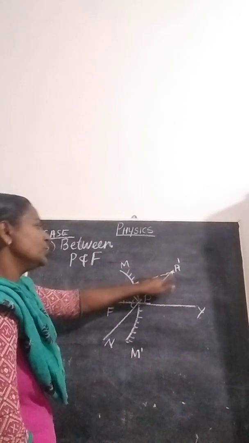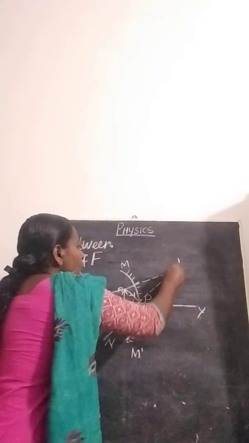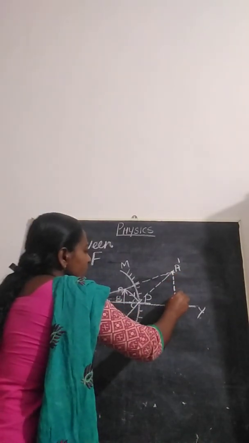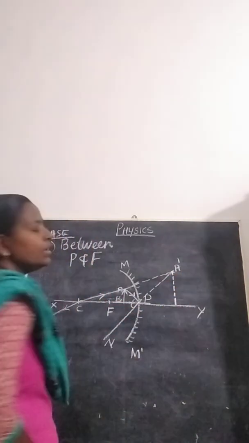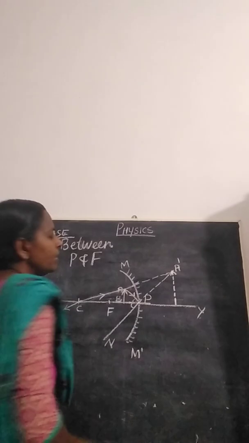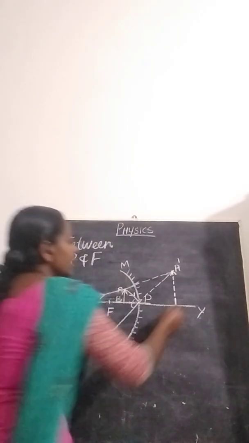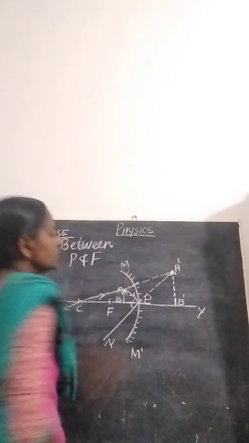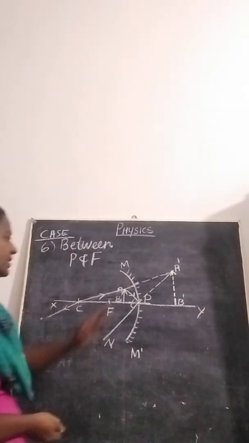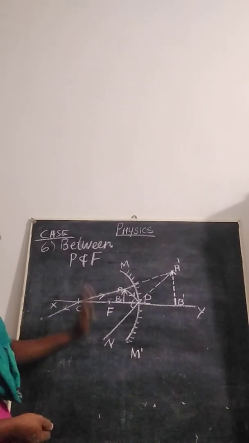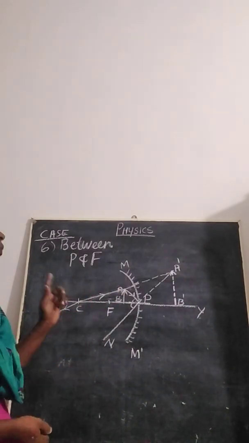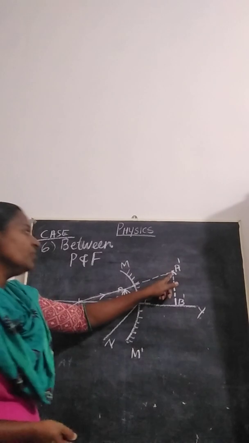To get the complete image, we drop a dotted line, because it is virtual, to the principal axis. This is the top. So here I am marking a point, the arrowhead on the top, A dash, and here this point is B dash. So A dash B dash is the image formed. Clear? In this case, all the things are the same as in all other cases, but only one difference: we are getting a virtual image.